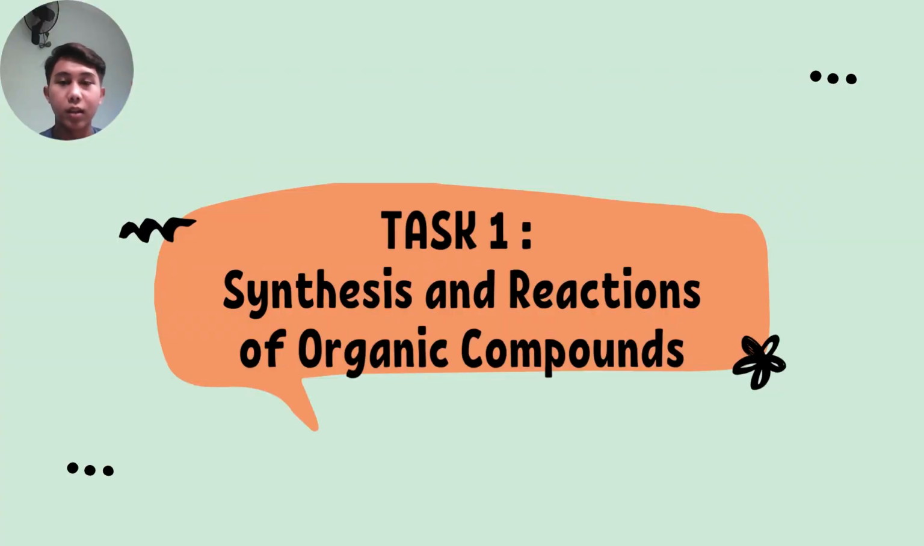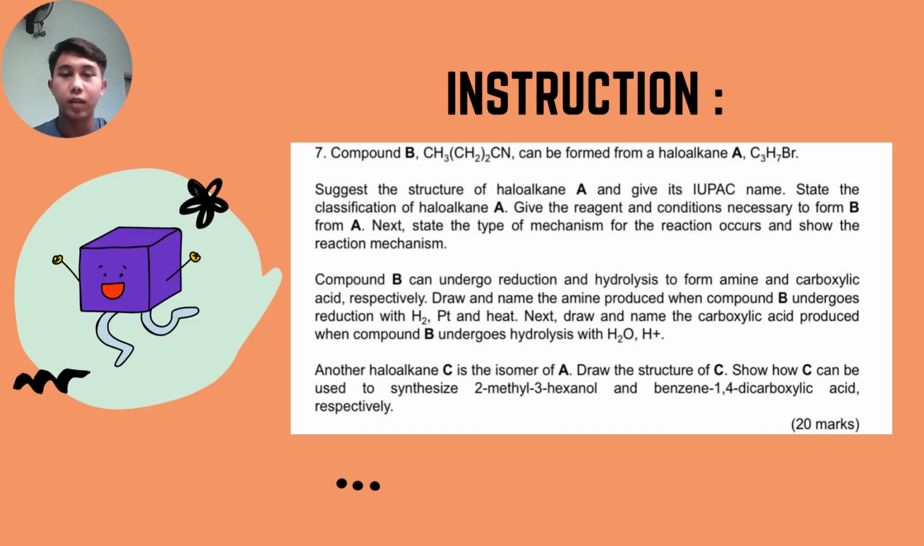Task 1. Synthesis and reactions of organic compounds. The instruction is: compound B, C3H7CN, can be formed from a haloalkane A, C3H7Br. Suggest the structure of haloalkane A and give its IUPAC name. State the classification of haloalkane A. Give the reagent and conditions necessary to form B from A. Next, state the type of mechanism for the reaction and show the reaction mechanism.